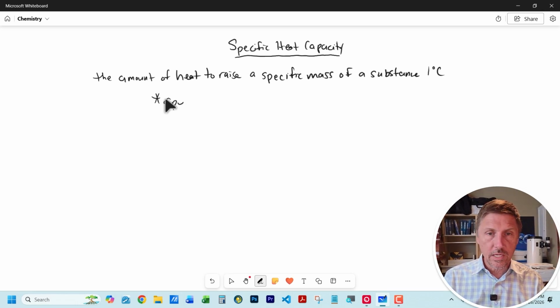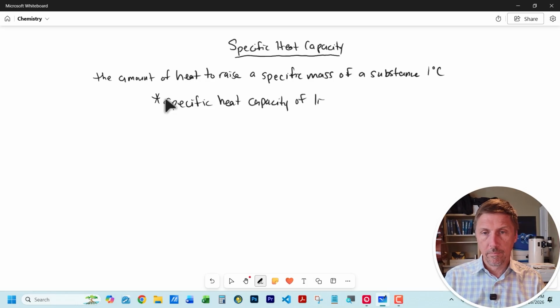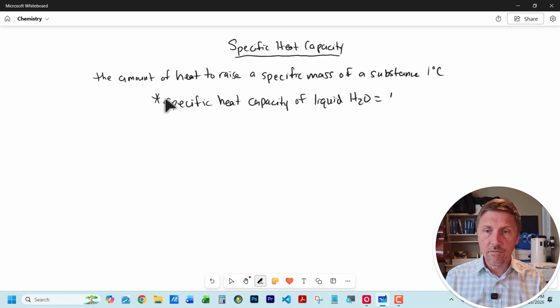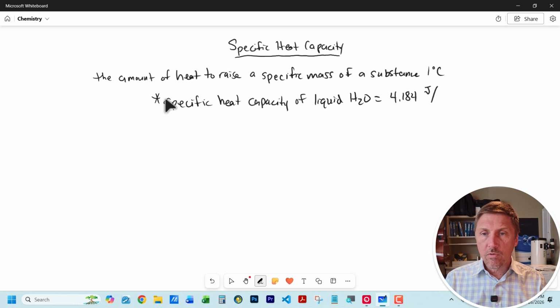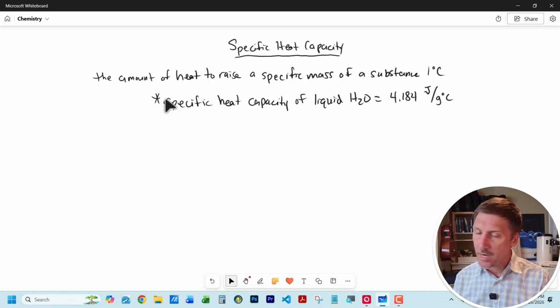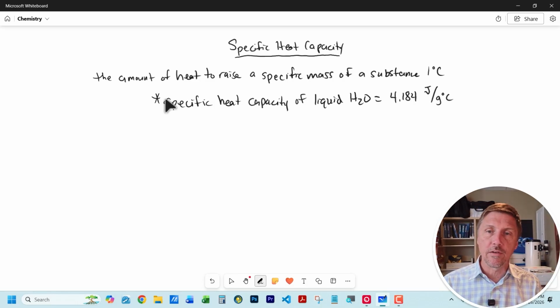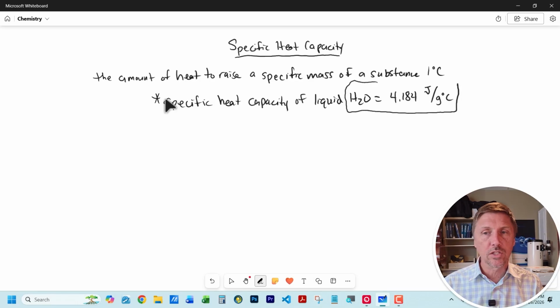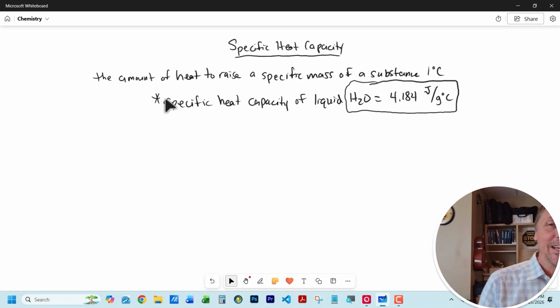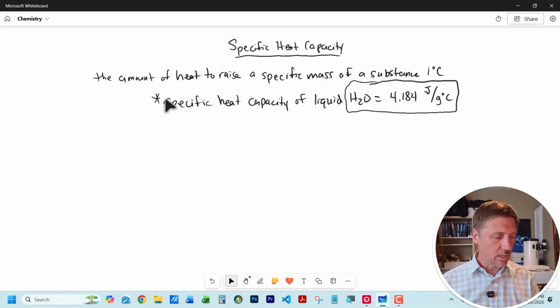But for water, the specific heat capacity of liquid water, right? Notice in the table it has an L next to it, of liquid H2O equals 4.184, right? There's that 4.184 number again that we saw just a second ago. 4.184 joules per gram degrees Celsius, all right? So grams and degrees Celsius are on the bottom of that fraction, and joules is on the top. So I need you to memorize that. Make sure you know that. For H2O, the specific heat capacity, that is so hard for me to say for some reason, is 4.184 joules per gram degrees Celsius, all right?